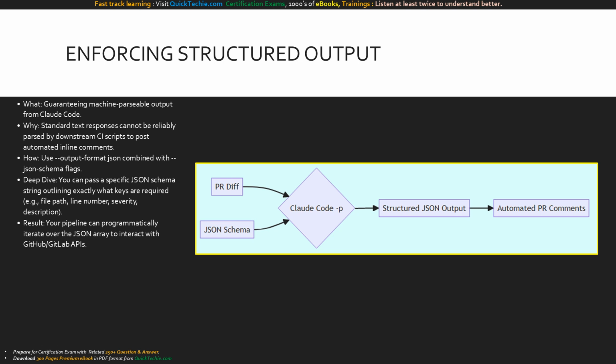Here we see the data flow. We feed the PR diff and our strict JSON schema into Claude Code using the -p flag. Claude processes these constraints and outputs guaranteed, structured JSON. That JSON feeds directly into our automated PR commenting script.